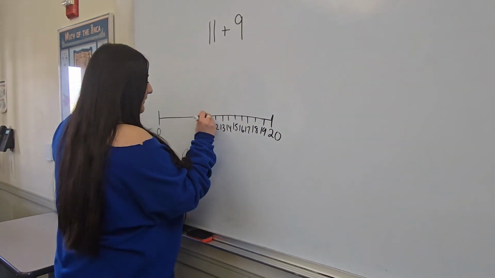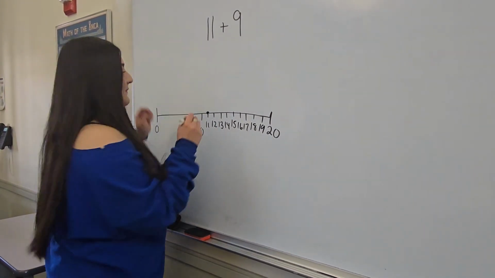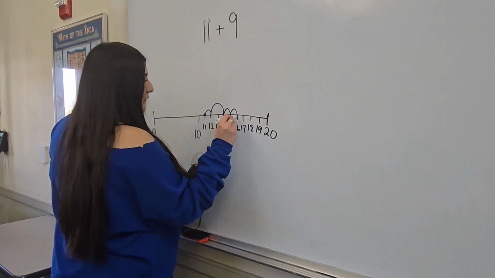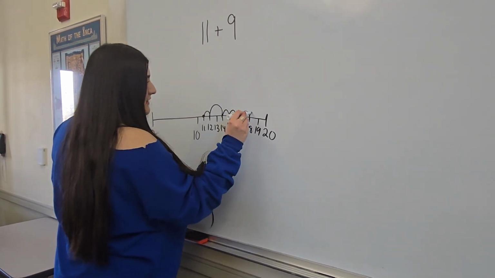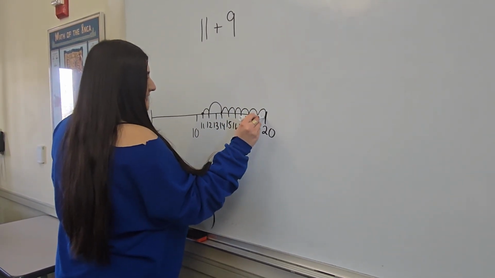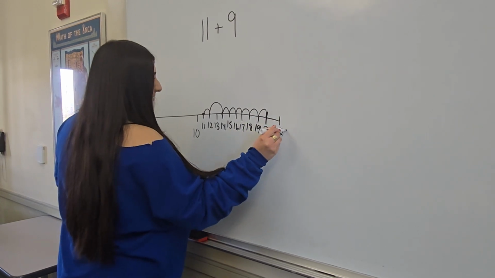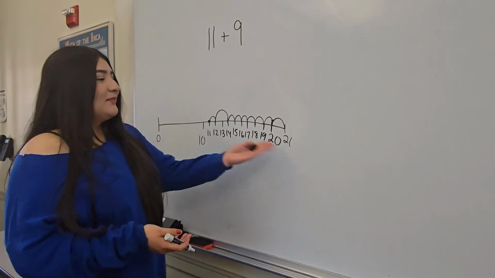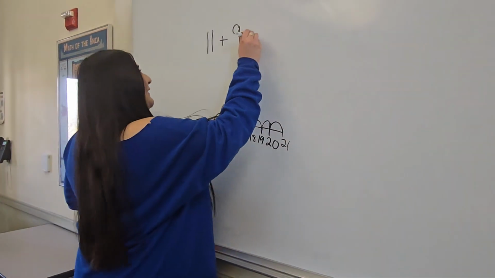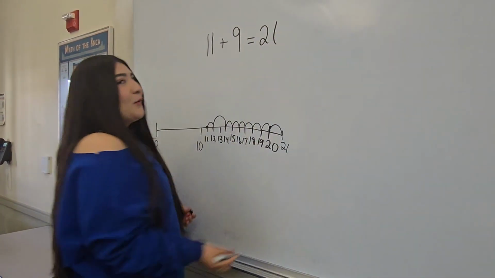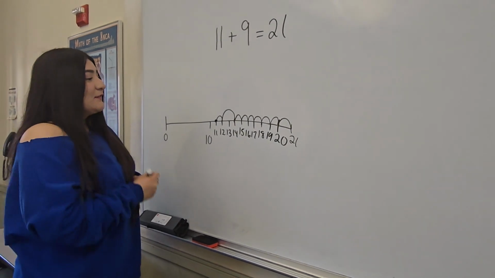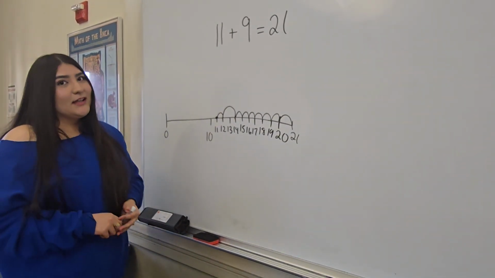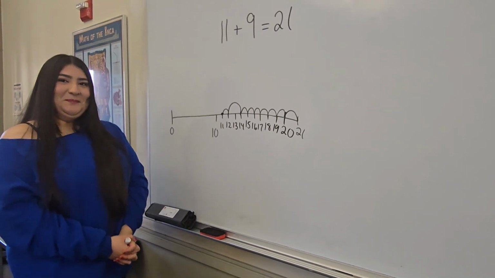So we start at 11, and we have to jump 9 times. 1, 2, 3, 4, 5, 6, 7, 8, 9. So as you can see, we end up at 21. But we made a mistake. Instead of jumping each one jump, I jumped twice here. And that's where students could mess up.